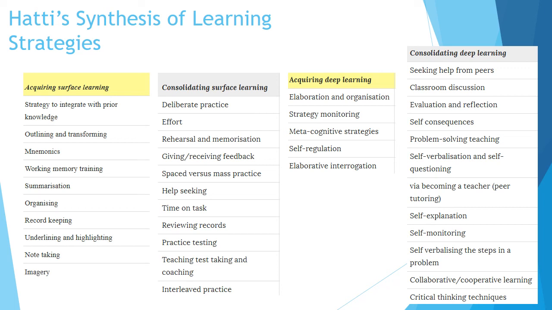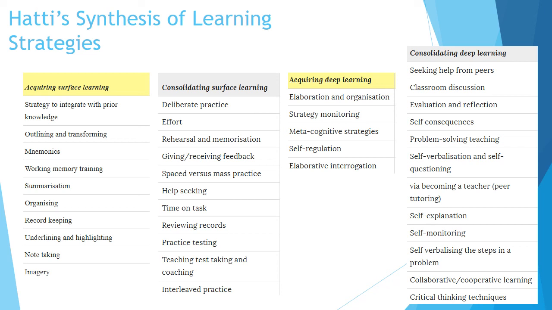So within the holistic, there's another holistic part, and another analytical part. So for acquiring surface learning, you might use mnemonics, summarization, record keeping, organizing, note taking, and then once you have all of that, how do you consolidate all the surface-level learning? You can practice, you can rehearse and do memorization, you can give feedback, you can look at how much time you spend on tasks, you can basically test teaching whatever you learned.